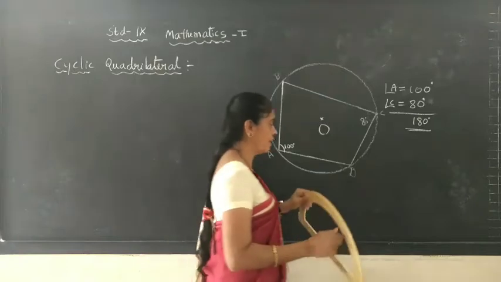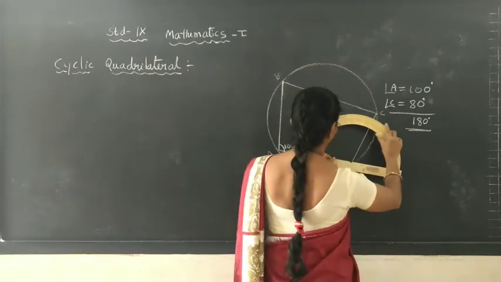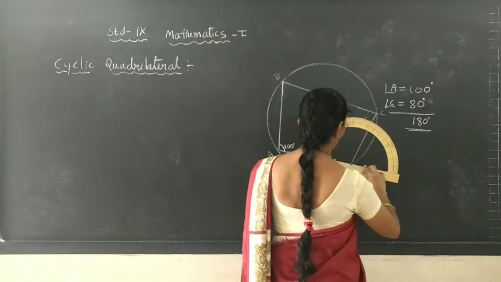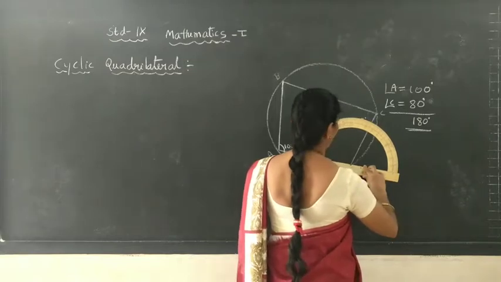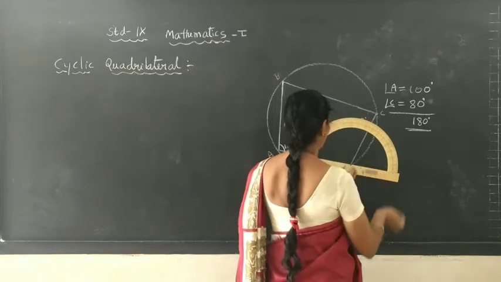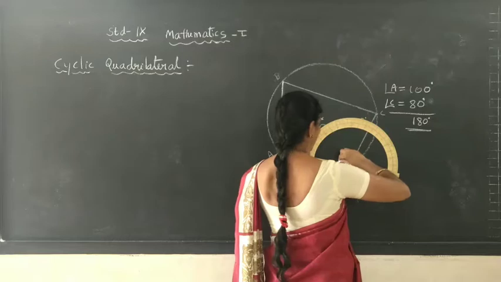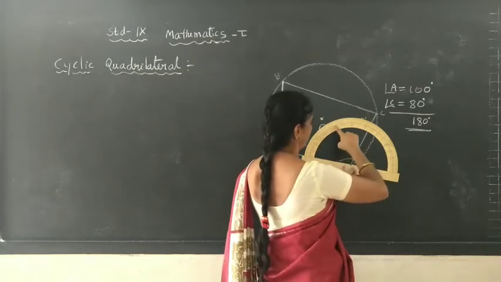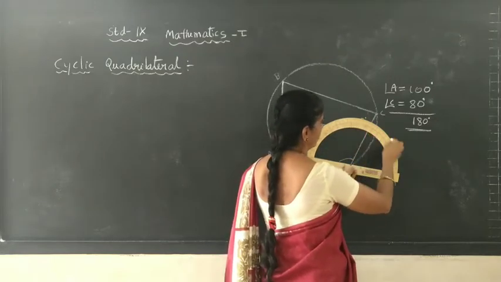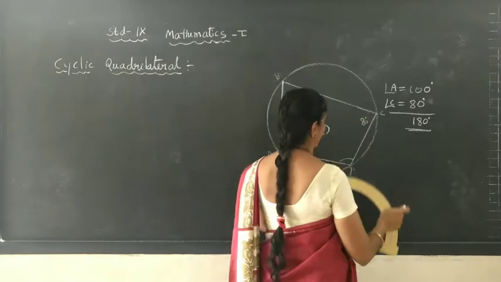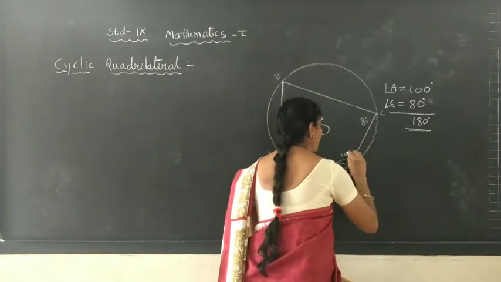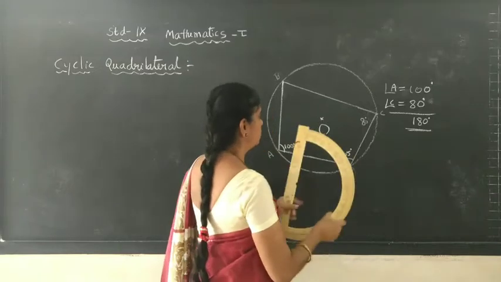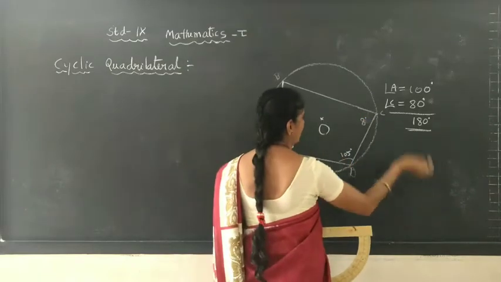Now I will measure the D angle. Keep it at the D point. Now this is the angle I am measuring from here to here. From this line 0, 20, 30, 40, 50, it is 105 degree. So this angle is 105 degree, and you measure this angle, 80 degree.